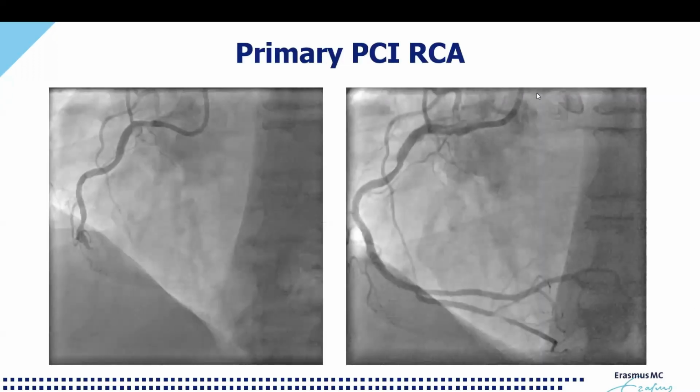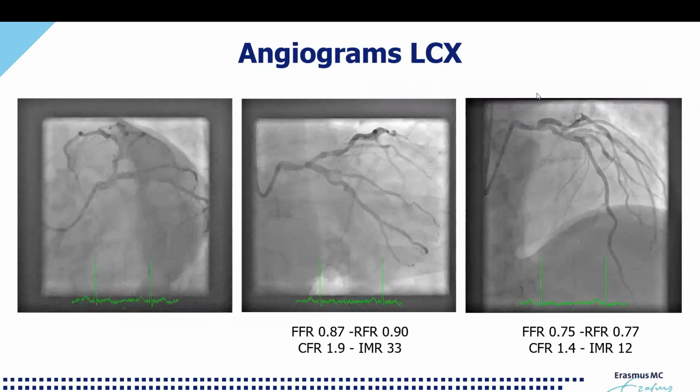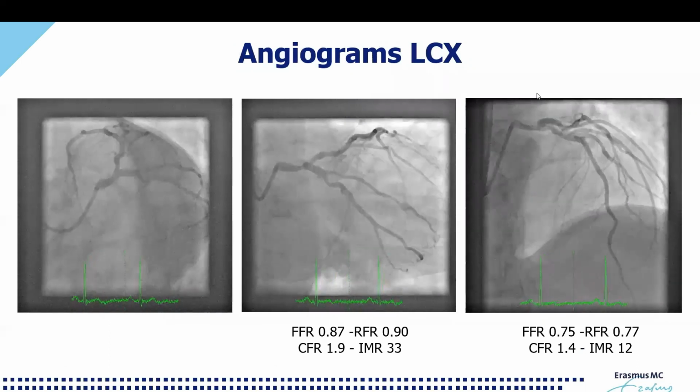Now let's take a look at the angiograms. This was the primary PCI of the right coronary artery. You see they started with the total occlusion or with the thrombus in there. It was STEMI. And this is the final result after the first procedure. So we leave that as it is. That is the information that we can deal with. And now we are dealing with this.